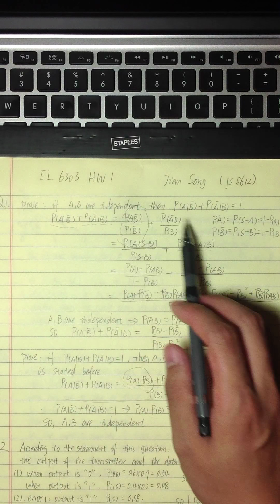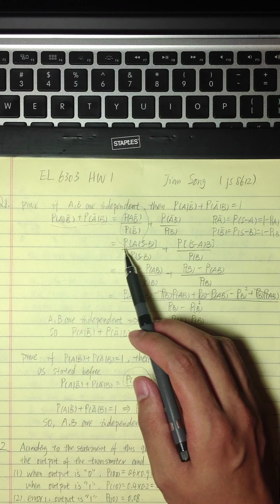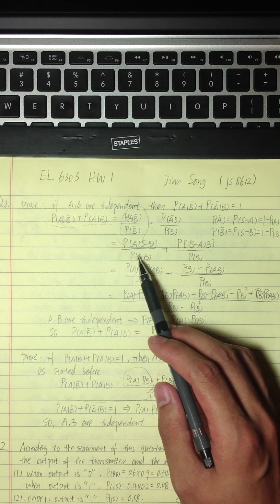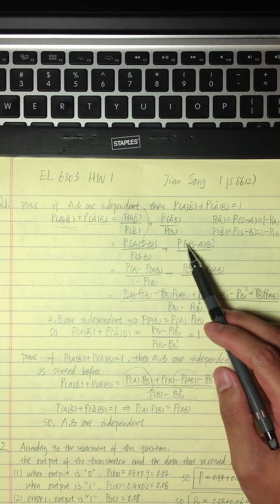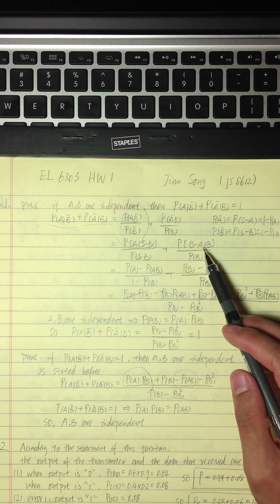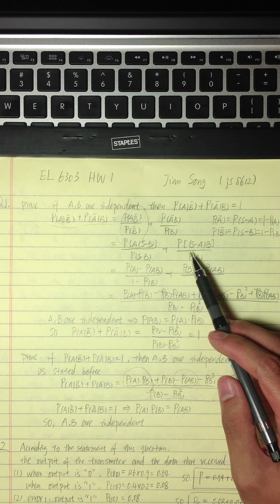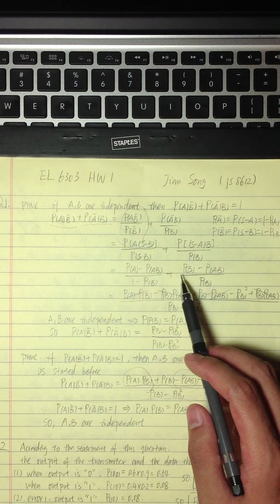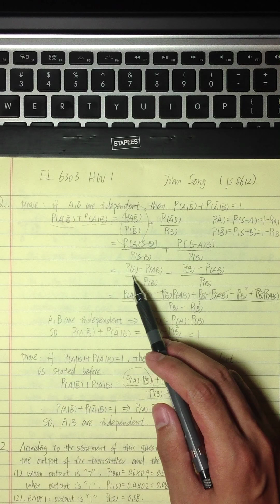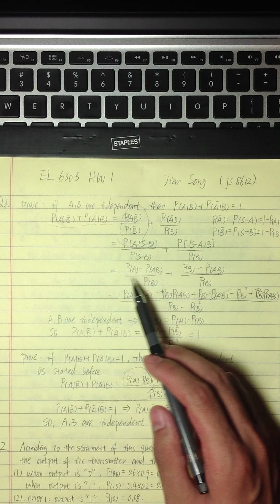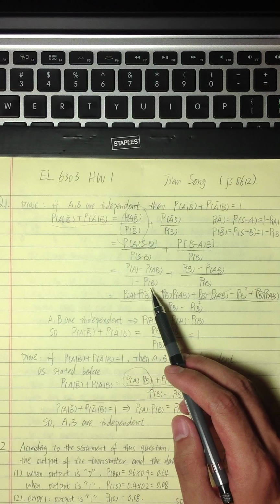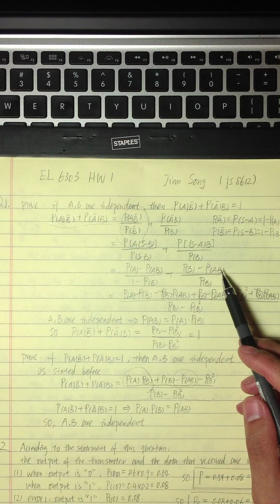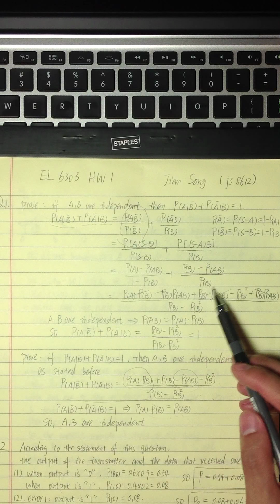So we can rewrite these two fractions into this form: probability A times space minus B over probability space minus B, plus probability space minus A times B over probability B. And then we can transform them into this: probability A minus probability A times B over 1 minus probability B, plus probability B minus probability A times B over probability B.